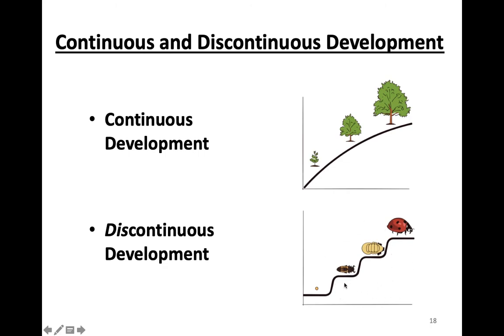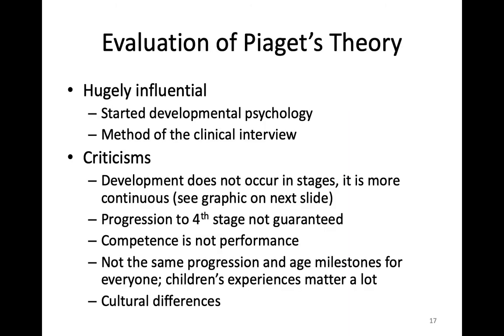Children have abilities during these stages, and then there's some rapid change in their ability, and then they're on to the next stage. Well, theorists have said it's not really like that. Development is more continuous and gradual. It doesn't happen in stages. So that's one big critique of his theory.